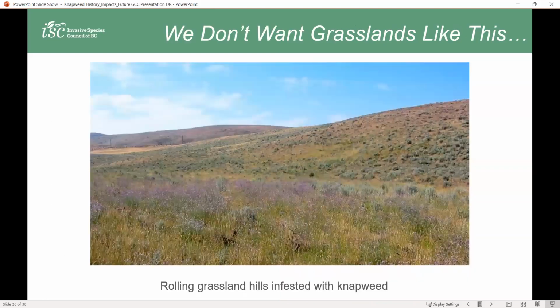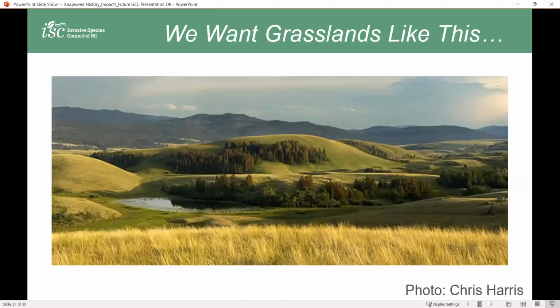So this is the rolling grassland hills infested with knapweed. And these are grasslands that we would like to see.